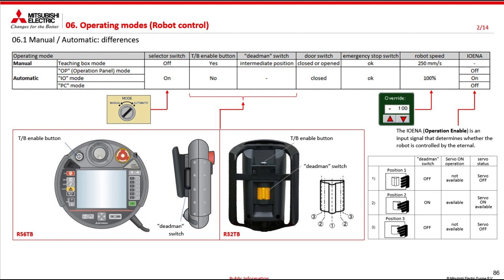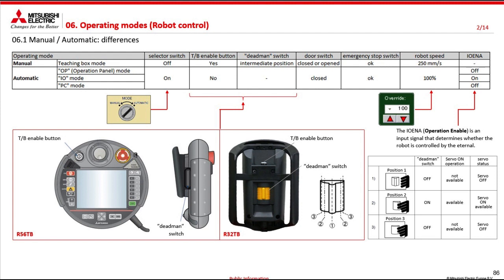We say that manual means working with the teaching box. To work with the teaching box, we should place the selector on manual, then the double channel linked to the operating mode will be opened. The signals of channel 1 and channel 2 will both be off. We should enable the teaching box. So what does that mean?